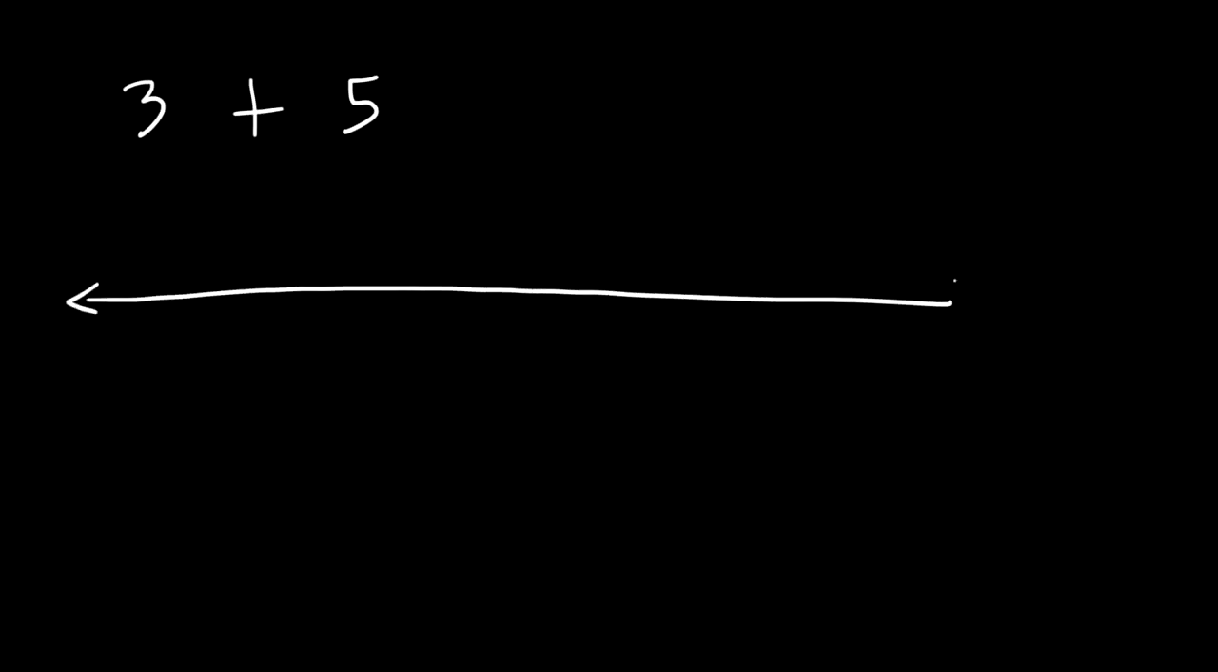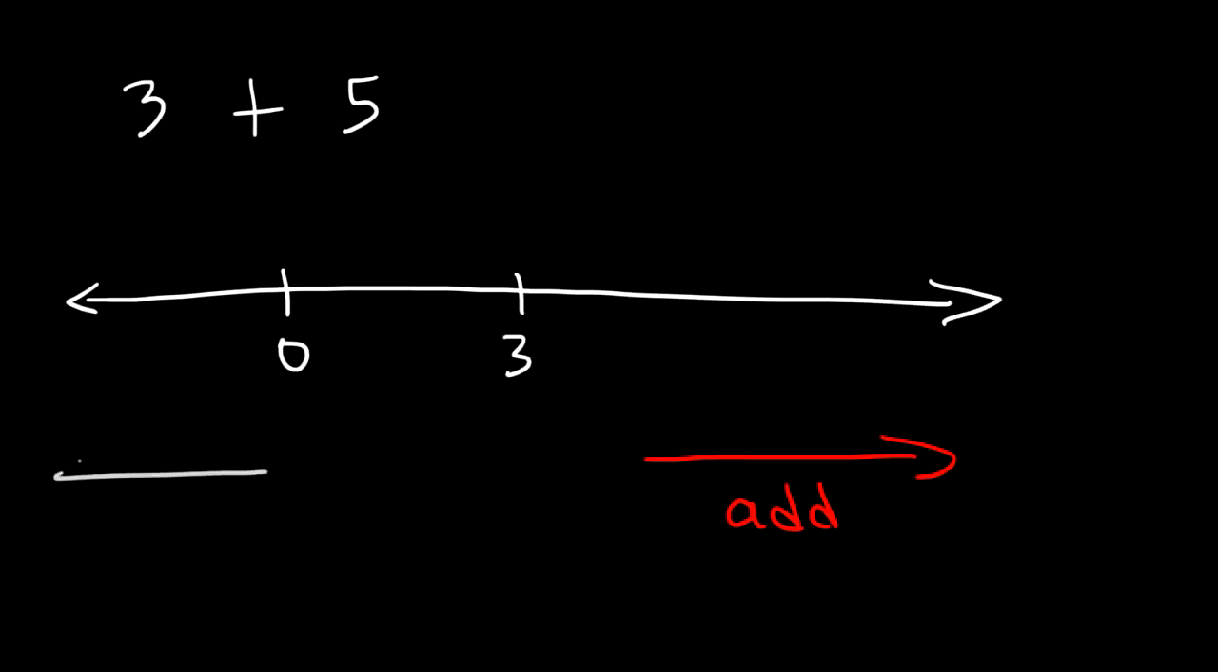You can use a number line to help you add and subtract numbers. So let's say this is 0, and we're going to start with 3. So start with the first number. Anytime you need to add, travel on the right using the number line. If you need to subtract, then move towards the left.